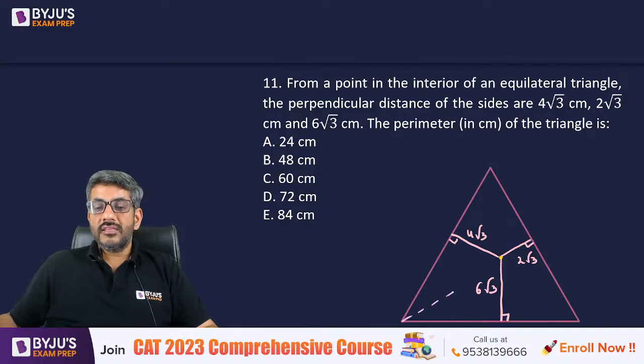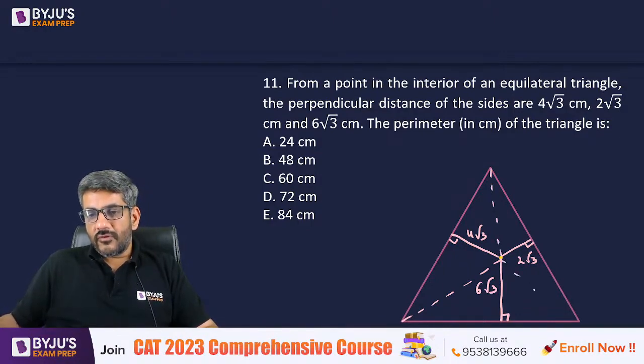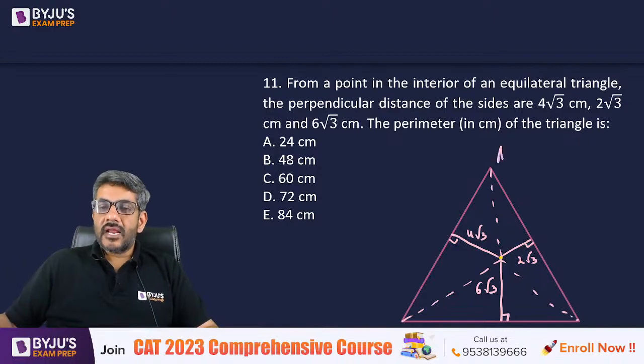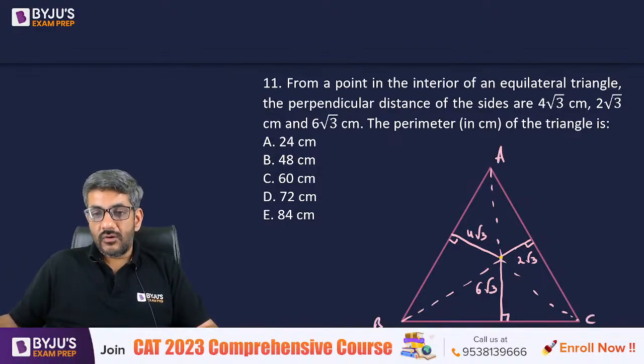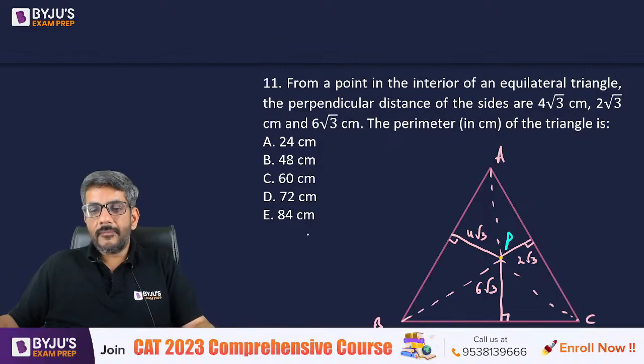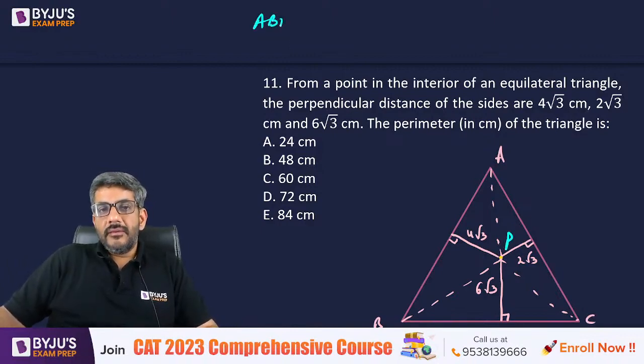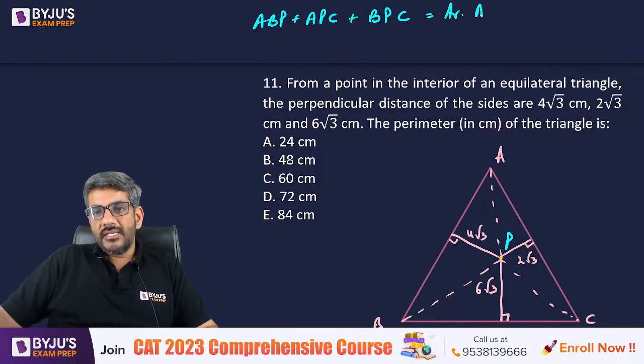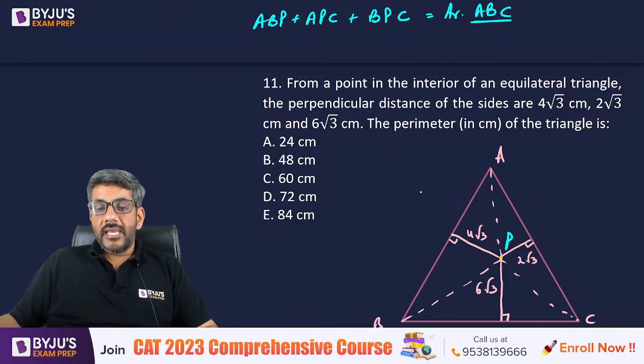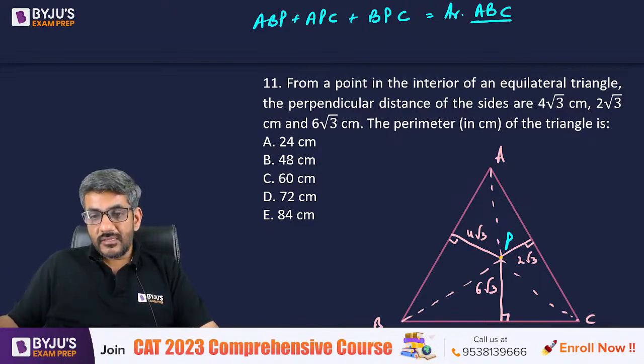Okay. How can I answer this question? I would just join these vertices with this point. And how would it help me? I'll tell you that. अगर मैं इसे join कर दूं तो. So if all of them are joined, ultimately my triangle is divided into 3 triangles now. If I name this point as P, there is a triangle ABP, there is a triangle APC, and there is a triangle BPC. And sum of these 3 triangles is equal to area of triangle ABC, isn't it? ABP plus APC plus BPC. If you add all 3 of them, the area of the total triangle is the sum of these 3.